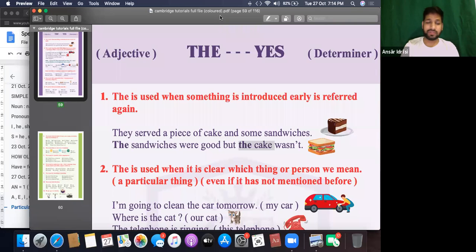Okay. So this is the rule. Are you getting the rule? For example, this is a curtain. The curtain is green. The curtain is from India. The curtain is 2 feet long. Correct? Now this is a laptop. The laptop is silver. The laptop has many keys. The laptop has 2 years warranty, etc.